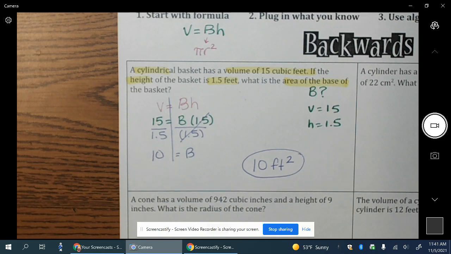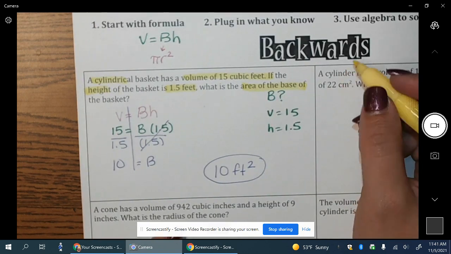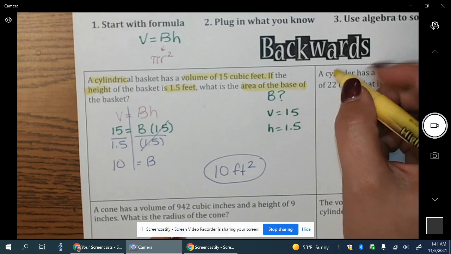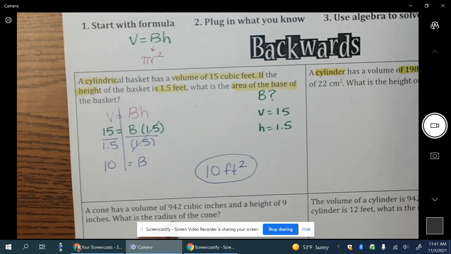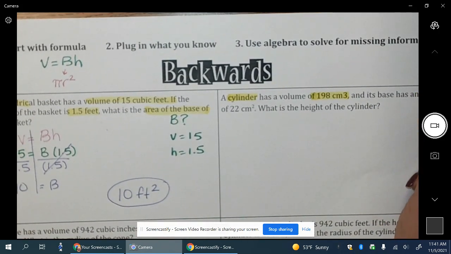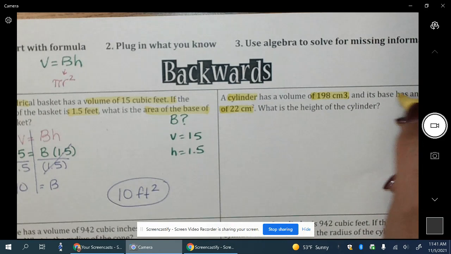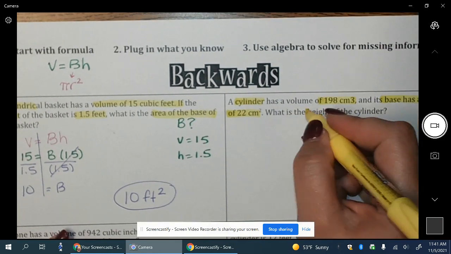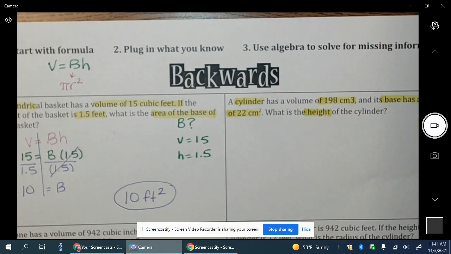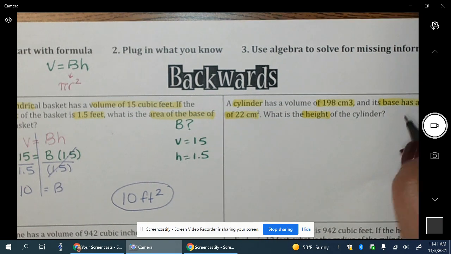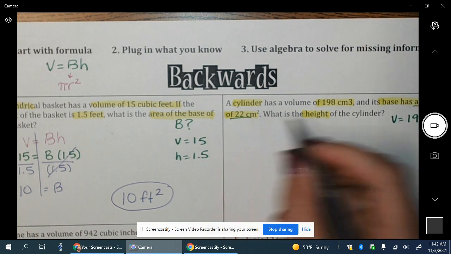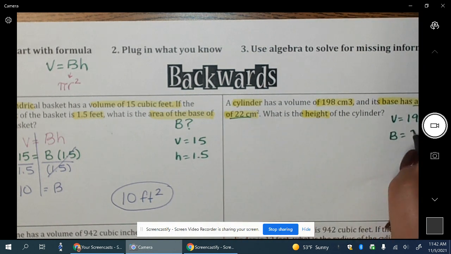All right, going across. A cylinder has a volume of 198 cubed. The base has an area of 22. What is the height? So what information do they give me? They gave me the volume. And the base. And what about the base? Area of the base. Which is what? 22. Big B is 22. And I'm looking for the height.